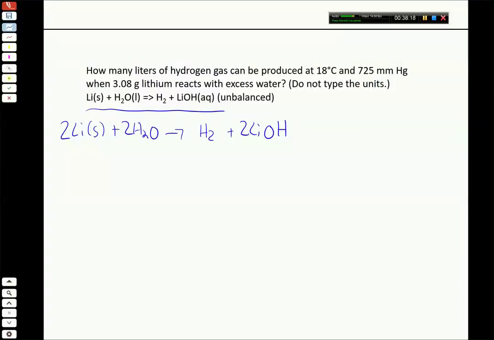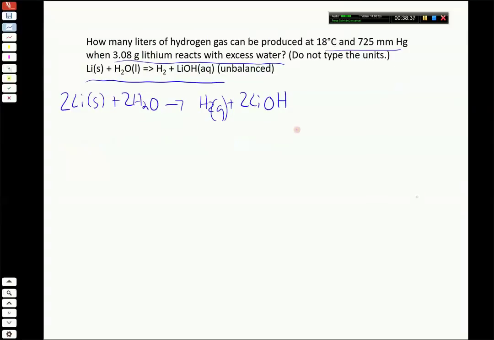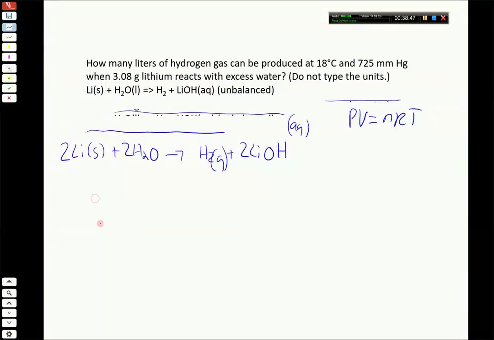Alright, so what we're looking for here is how many liters of hydrogen gas can be produced at 18 Celsius and 725 millimeters of mercury if we're reacting 3.08 grams of lithium with excess water. If we're using ideal gases, we're forming a gas as one of our products, in this case hydrogen. What we have then is we want to again think of PV equals nRT. And so what we're doing in gas stoichiometry problems is we're going to find the number of moles, and then we're going to relate that to other parameters using the ideal gas equation.